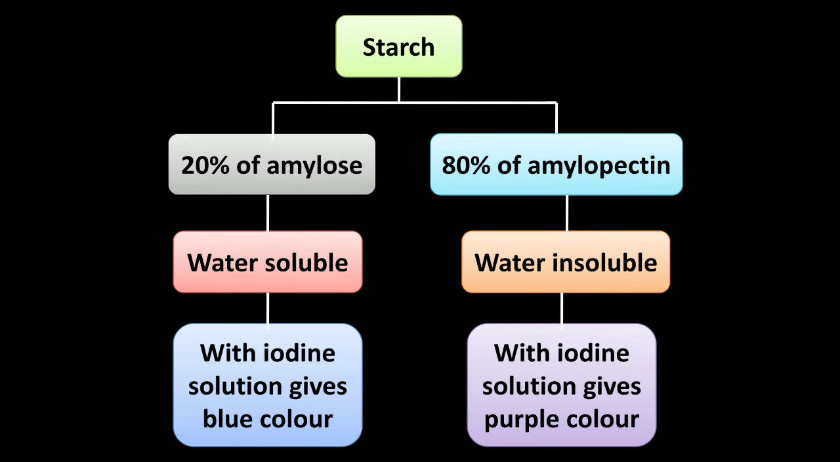Starch can be separated into two fractions, namely amylose and amylopectin. Generally, amylose is water soluble and amylopectin is water insoluble. Starch contains about 20% amylose and 80% amylopectin, and amylose and amylopectin are identified by the iodine solution test. With iodine solution, amylose gives a blue color while amylopectin gives a purple color.